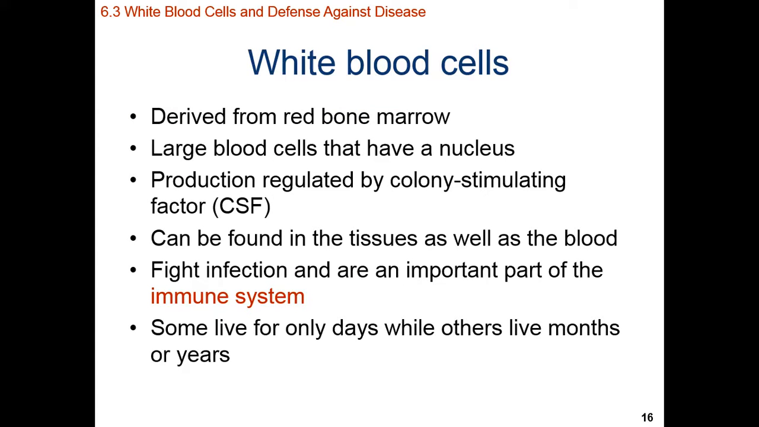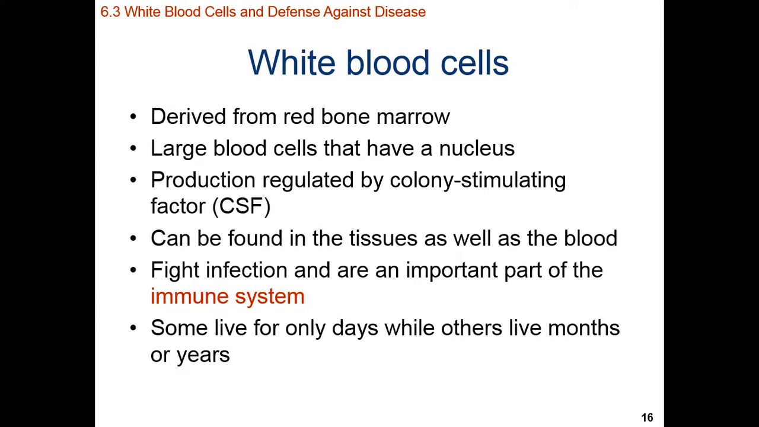Our white blood cells also come from red bone marrow, just like the red blood cells and just like the platelets. All blood cells come from the red bone marrow. Our white blood cells are the only mature cell of our blood that contains a nucleus. So if you're doing DNA fingerprinting of someone based on a blood sample, you're going to be pulling that DNA from their white blood cells.